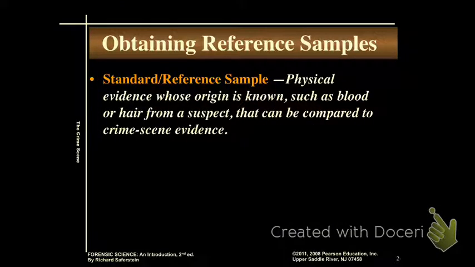It's important to gather standard reference samples at the scene. It's physical evidence whose origin is known, or from suspects or from victims. Blood or hair from a suspect that can be compared to crime scene evidence. So I said that wrong. A standard reference sample is gathered from suspects, from victims, to compare with the evidence at the crime scene.